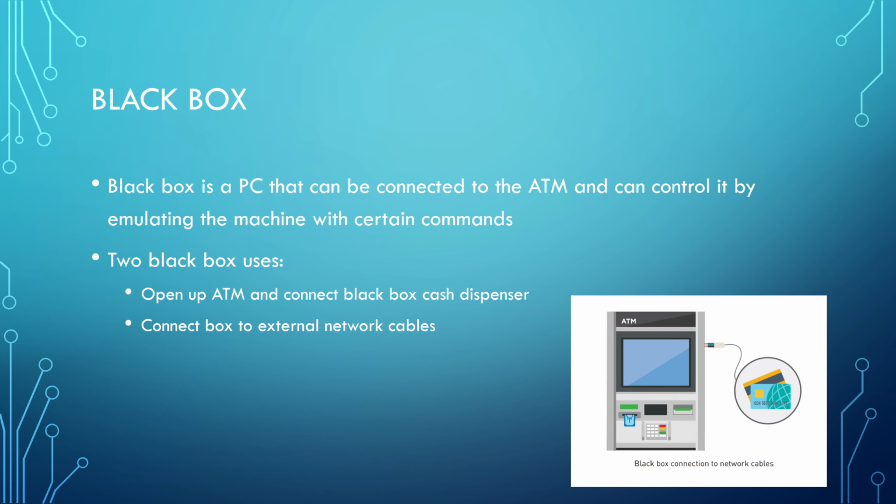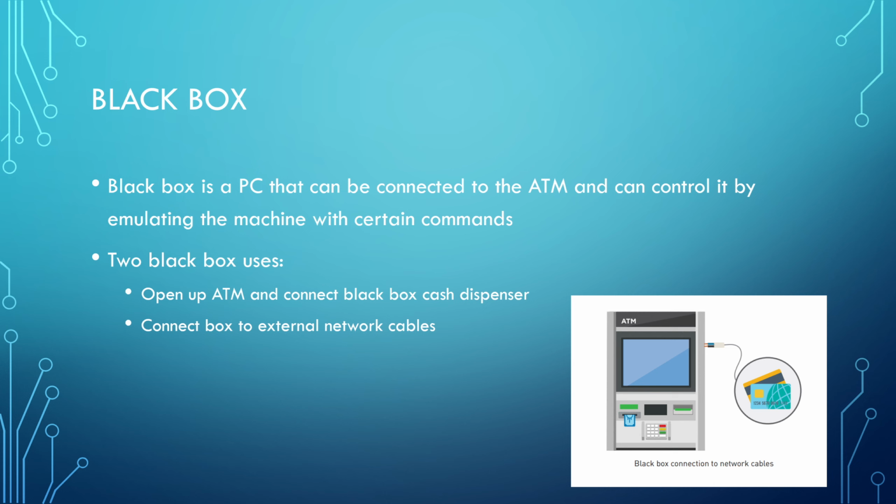And then the last two methods involve using a black box. And a black box is essentially a PC that can be connected to the ATM and can control it by emulating a machine with certain commands. And it's called a black box because the PC can be an Arduino, a Raspberry Pi, or just a regular home PC that does not necessarily need to know the tech stack or types of commands or types of technology that the ATM uses.